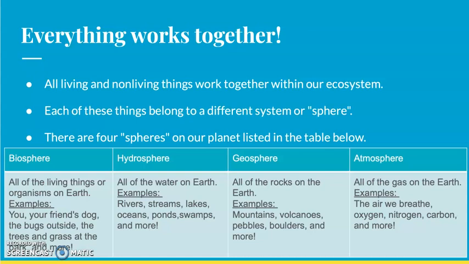I know that 5th grade covered this very well and they are experts, but here's a bit of a refresher for 6th grade. So the first sphere is the biosphere. All living things and organisms on Earth exist within the biosphere. The next sphere is the hydrosphere. That's all of the water on the planet Earth. The next sphere is the geosphere, which is all of the rocks on the Earth. And the last sphere is the atmosphere, which is all of the gas on Earth.